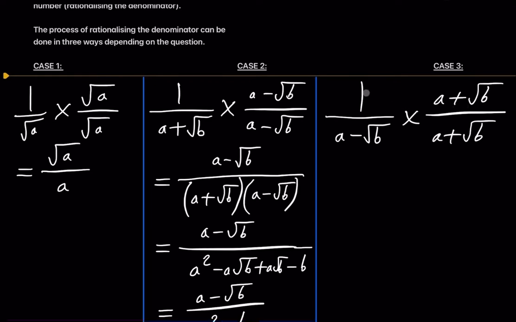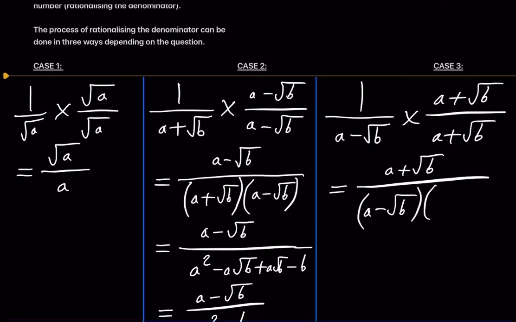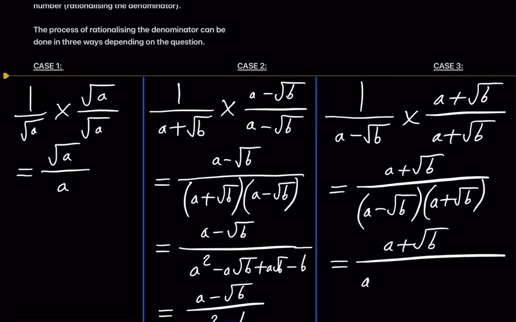So in order to simplify this, 1 times a plus root b is equal to a plus root b. And as before, we end up with 2 brackets multiplying together, a minus root b multiplied by a plus root b. And that simplifies to a plus root b, and then when we expand the brackets in the denominator, we obtain a squared plus a root b minus a root b minus b.